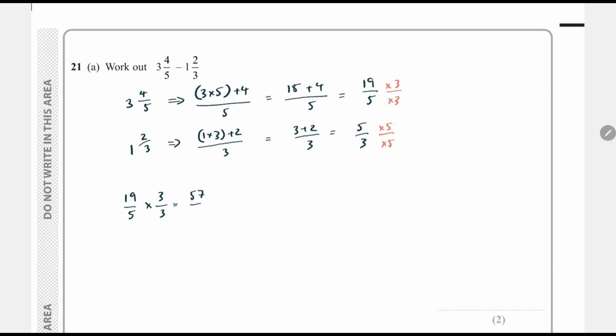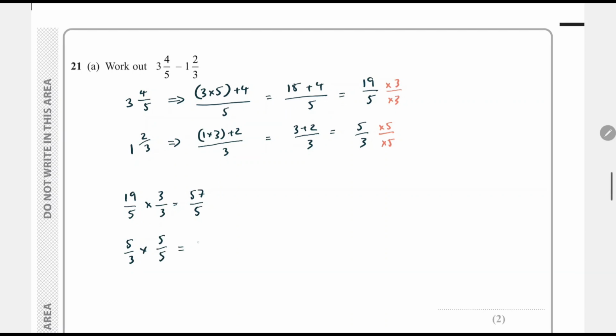57 over 15. And 5 over 3 multiplied by 5 over 5 is equal to 25 over 15. And now you can see we have the same denominators, and so we can subtract them from each other. So 57 minus 25 over 15 is equal to 32 over 15.